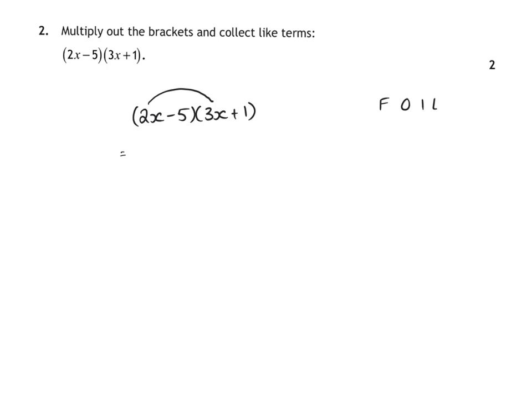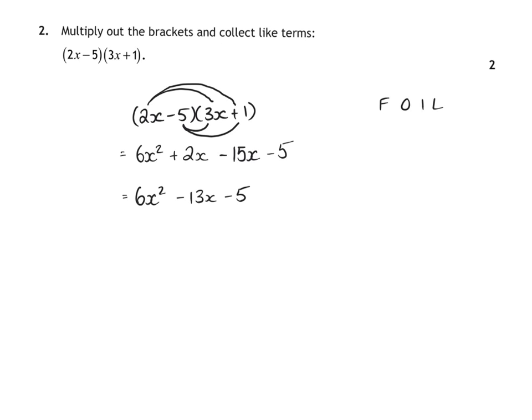So we've got 2x times 3x, which is 6x squared. Then we do our outsides, so that's 2x times plus 1, so we get plus 2x. Then we have our insides, which is minus 5 times 3x, which is minus 15x, remembering that a positive times a negative gives a negative answer. And then we've got minus 5 times 1, which is minus 5. Then we can collect our like terms. There's no other x squared terms, so that stays on its own. Then we've got plus 2x minus 15x, which gives us minus 13x, and then our minus 5.